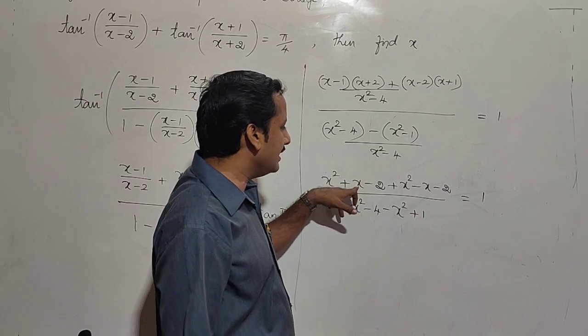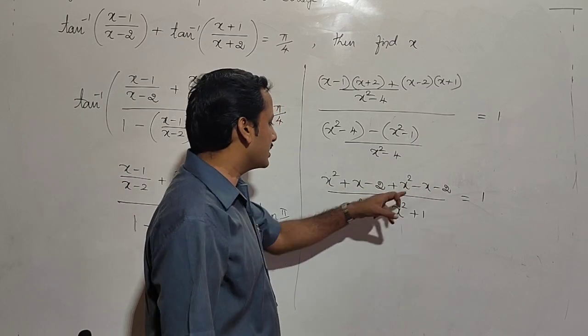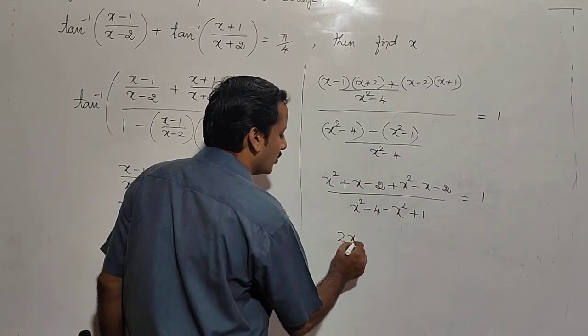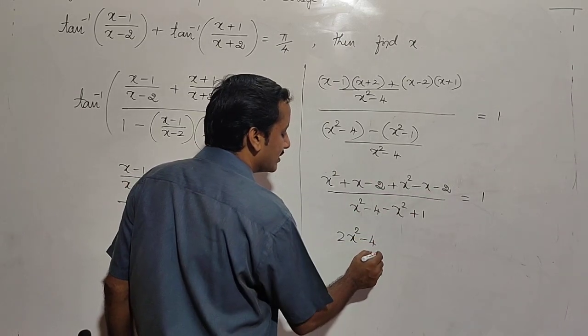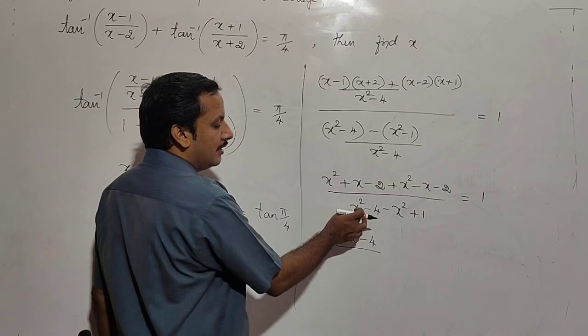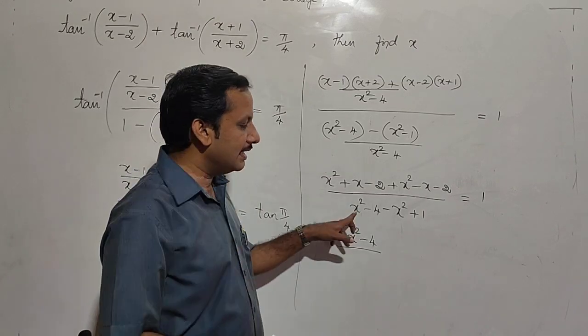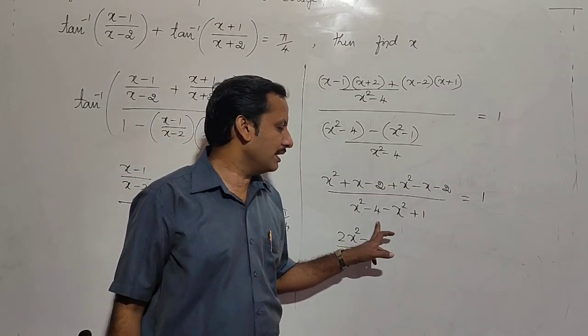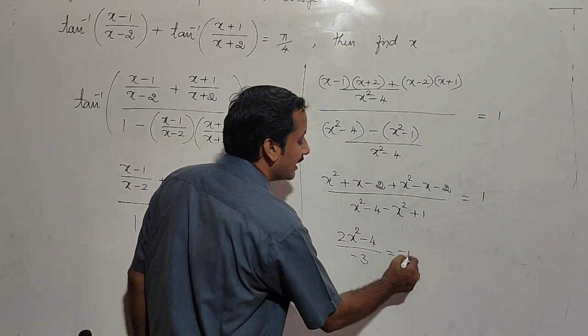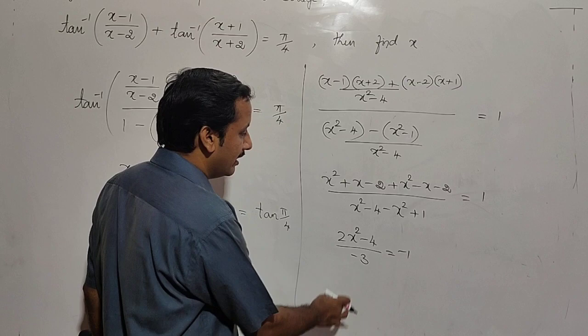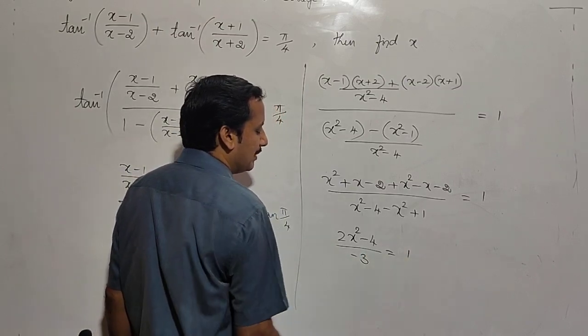And now here x gets cancelled. X square plus x square will give you 2x square, minus 2 minus 2 will become minus 4, divided by, here in the denominator x square gets cancelled. Minus 4 plus 1 will give us minus 3, that's equal to minus 1, equal to plus 1.